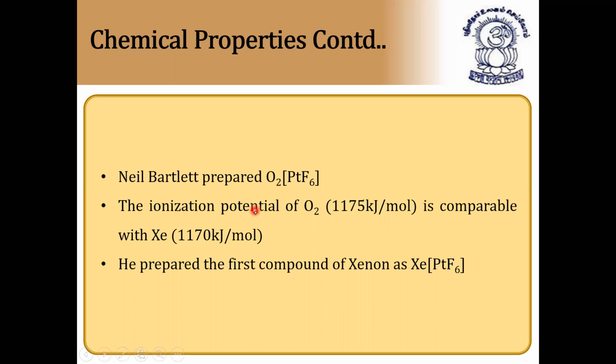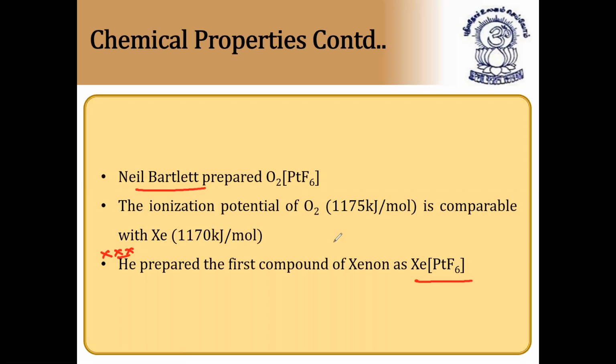So, as the ionization potential of oxygen is matching with xenon, he prepared the same compound, and he prepared the first compound of xenon as xenon platinum hexafluoride. What is this compound called? Xenon platinum hexafluoride, the first noble gas compound prepared in the lab by Neil Bartlett. So Neil Bartlett is the person who prepared the first noble gas compound, that is xenon platinum hexafluoride.